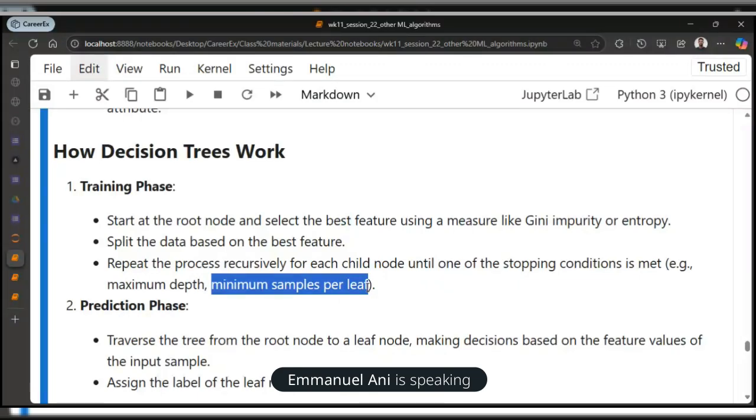So you move in this direction. If it meets it, you move on, until you get to that leaf node where you have the class that you want to predict. So depending on the feature values you have, you're going to have a particular class value. So that's basically how a decision tree works.